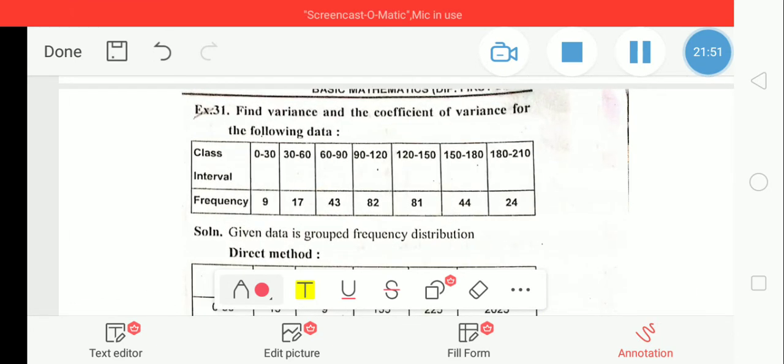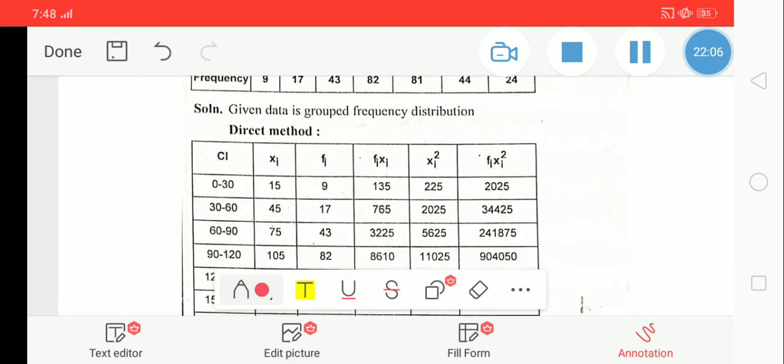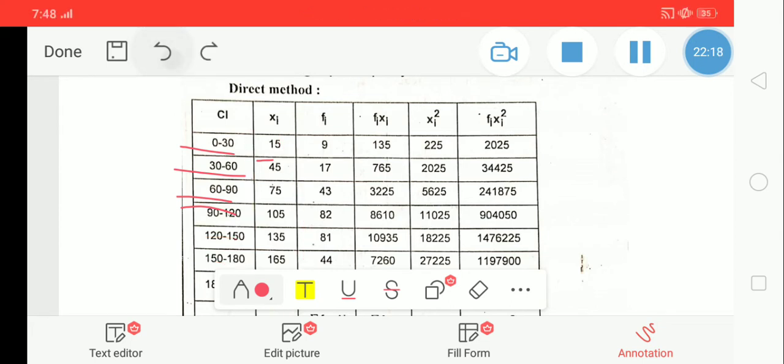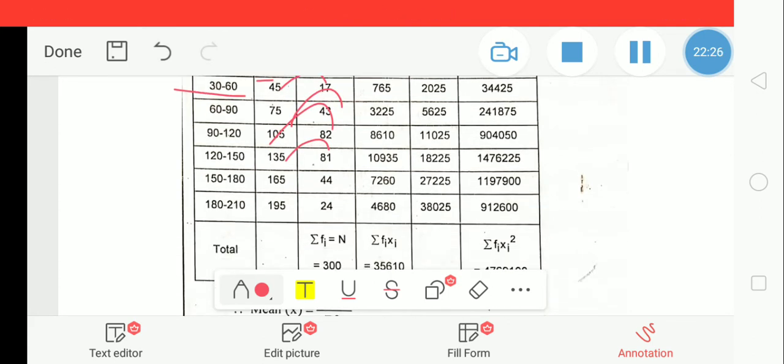Next example, which is also the same. Find the variance and coefficient of variance of the following data. Class interval and frequency are given. So same, this is the class interval and this is the mid value of it. We know that 0 plus 30 divided by 2 gives 15, and so on, giving the mid value xi, and fi is given here. 15 multiplied by 9, and so on, multiply all, so they give this.